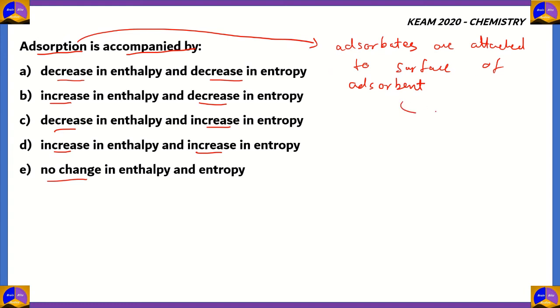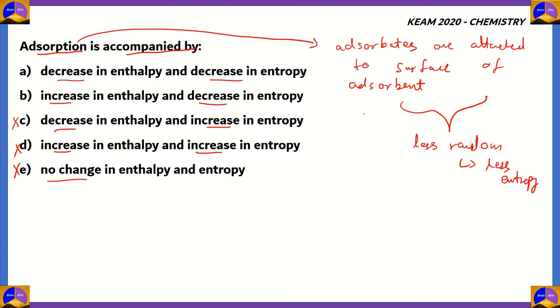So when they're attached to the surface of the adsorbent, the molecules become less random. And when they become less random, they have less entropy. So basically, a decrease in entropy happens in adsorption. So this means that options C, D, and E are incorrect because they either say increase or no change in entropy, whereas in fact it's actually decreasing. Now, how do we decide on enthalpy, whether it's increasing or decreasing?